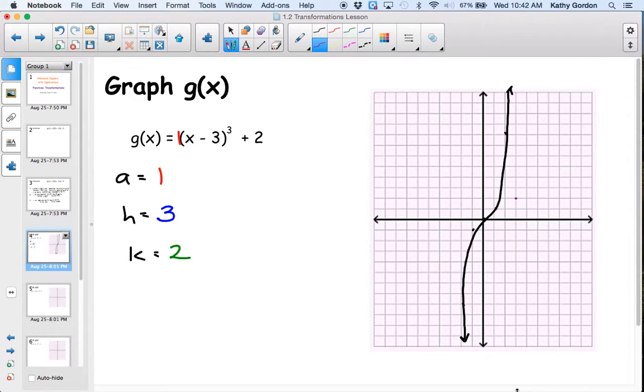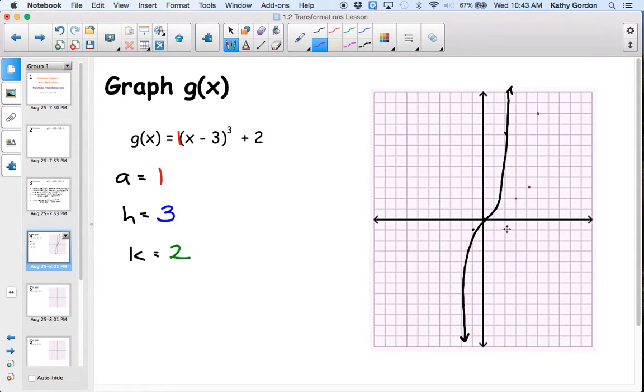But technically what we're doing is we're moving every point on that graph 3 to the right and 2 up. It's not just the anchor point, it's every single point on that graph that's going to get that transformation. So, because I already have some other points here, it should be fairly easy to take each of those points and say, okay, so 3 to the right and 2 up. It goes right there. And this one, 3 to the right and 2 up. It's going to go right there.